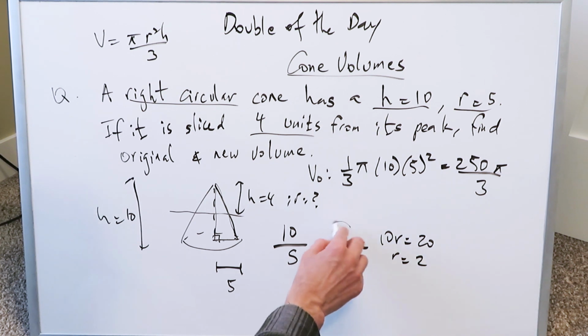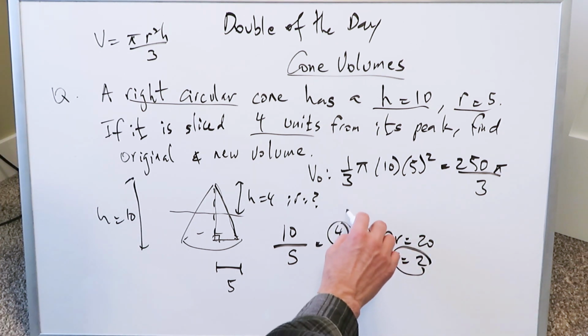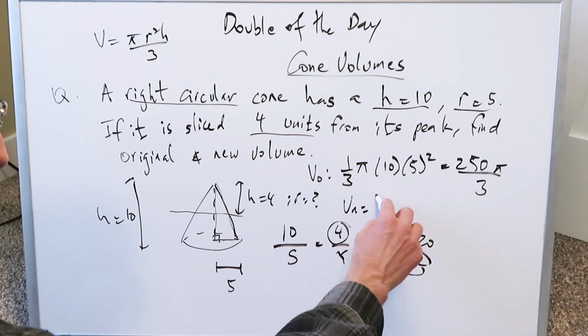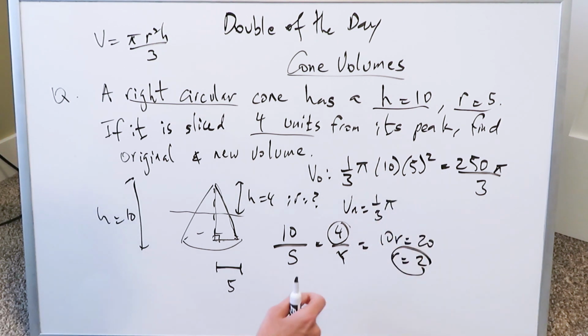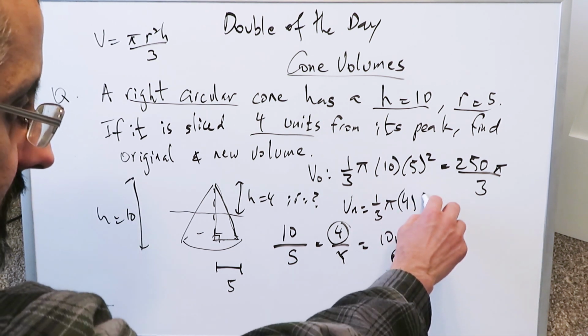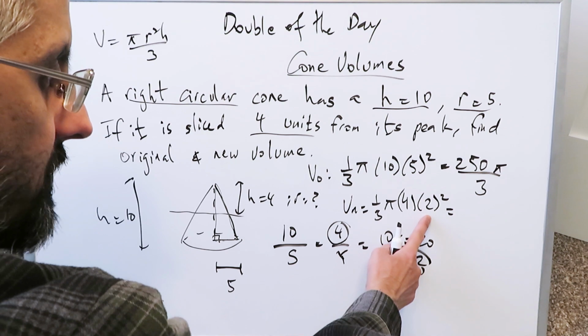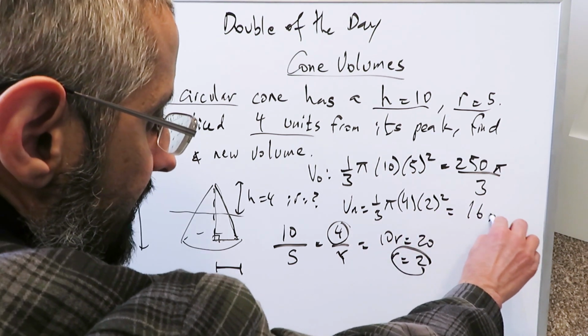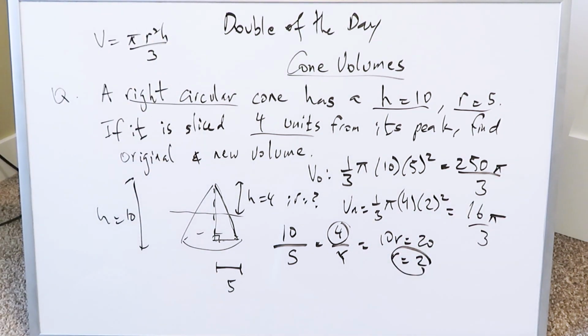So we have a new height, we have a new radius, and we just plug it in. New volume is equal to 1 over 3 pi times height, which we know to be 4, and times the radius squared, which we know is 2 squared. 4 times 4, which is 16 pi over 3, is your new volume. So you end up seeing a substantial decrease in the volume as a result of this slice. But we have the original here, 250 pi over 3, and the new is 16 pi over 3, and the question is done. So it's not too hard. You can always remember this formula right over here, and the fact that you can do something like this, ratio and proportion, to determine a missing dimension.